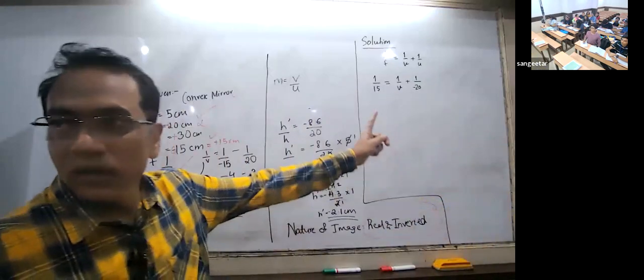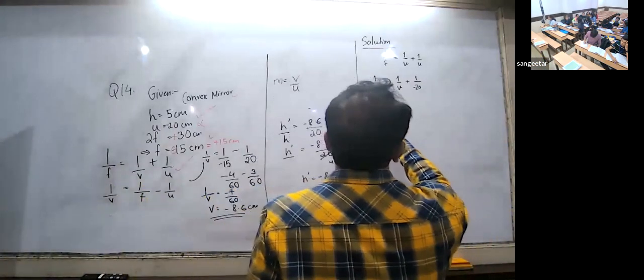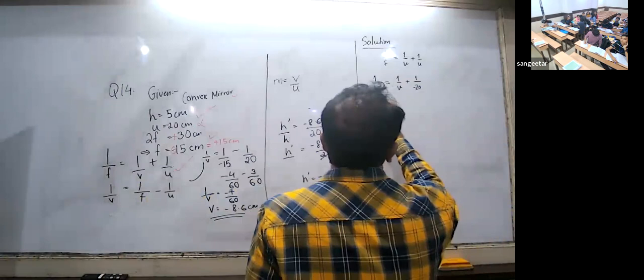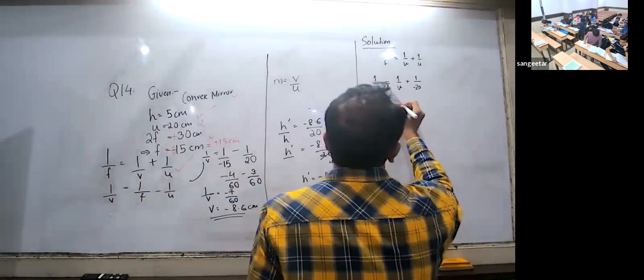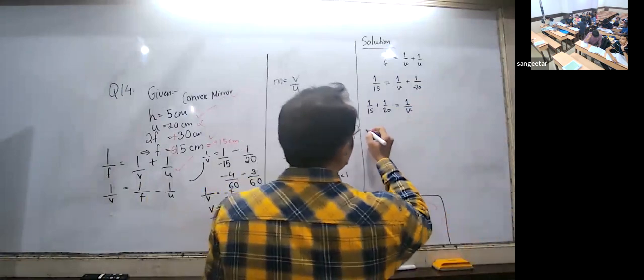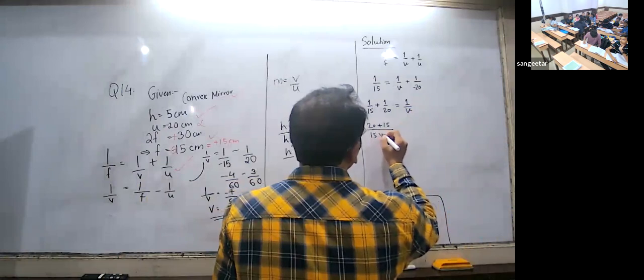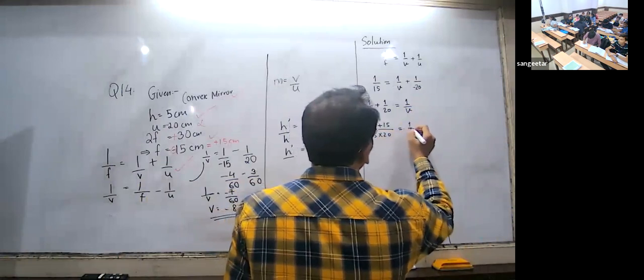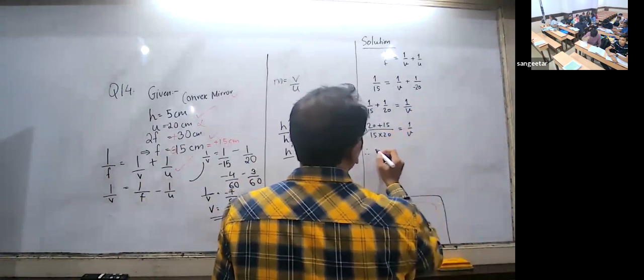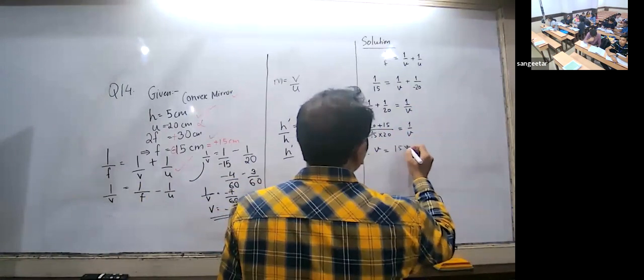Okay, this is the first step. Now your answer should come correct. So shift v to this side. So 1 by 15 plus 1 by 20 is equal to 1 by v. Now solve it. 20 plus 15 divided by 15 into 20 is equal to 1 by v. Therefore, v is equal to reciprocal 60 by 7.